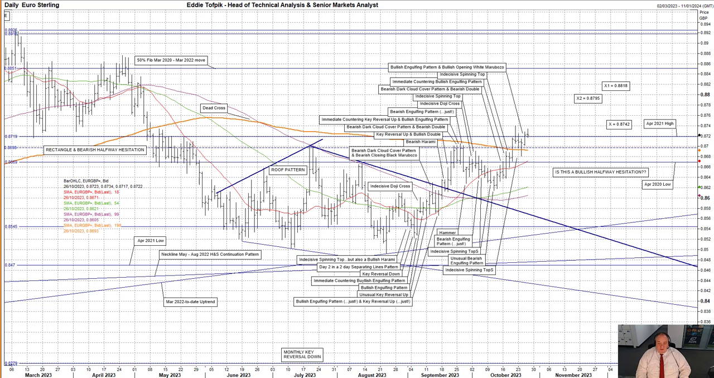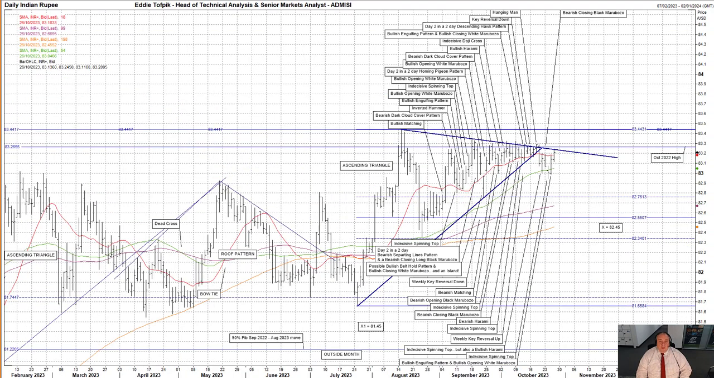The overall bigger picture pattern still remains the June to September roof pattern, with potential targets for this pattern of a primary target X above at 87.42, a target that in effect had been achieved last Friday in its move up, and then a harder to reach secondary target X1 up in the 88.18 area. Now, so far today, a small attempt higher, but then a pullback lower to where it opened and still above the April 2021 high, if only just, at 87.19.